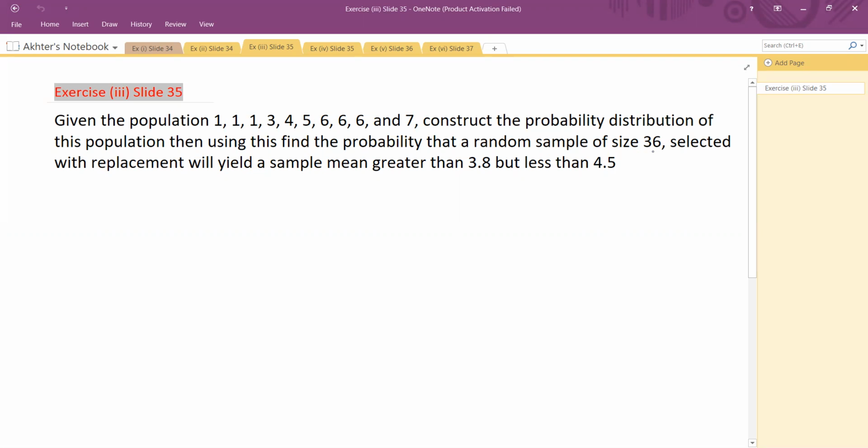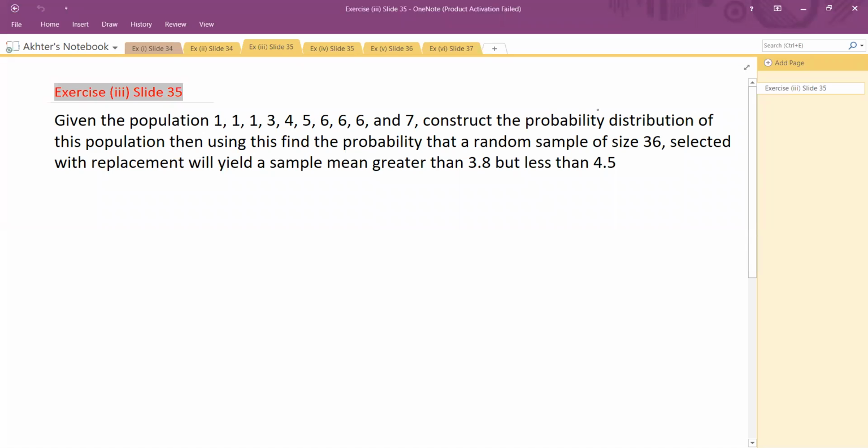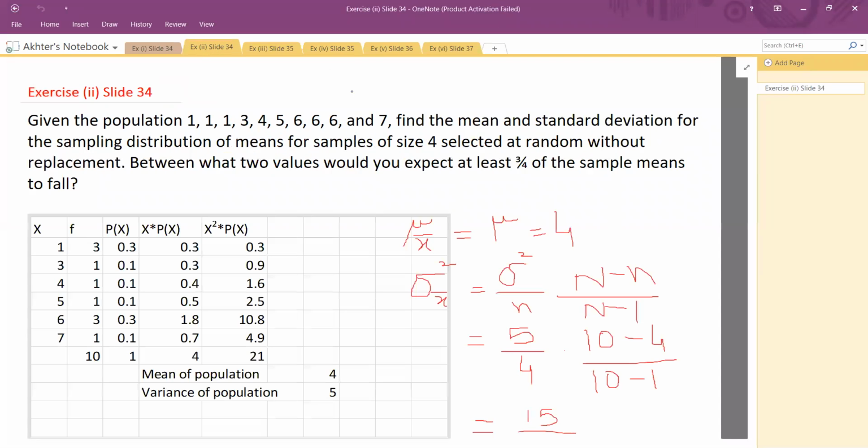Here the random sample size is large, 36, while in exercise 2 we had a random sample of size 4. So we have a large sample size here. That is the major difference. The second difference is that we select the sample with replacement, whereas in exercise 2 the sample was drawn without replacement. Due to the without replacement, we used the theorem with the FPC for finding the variance of the sampling distribution of mean.